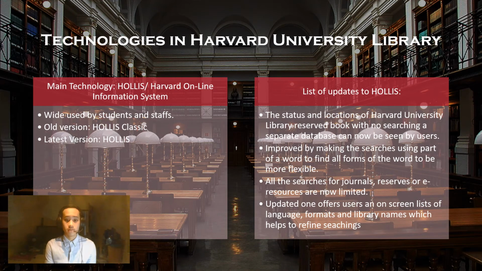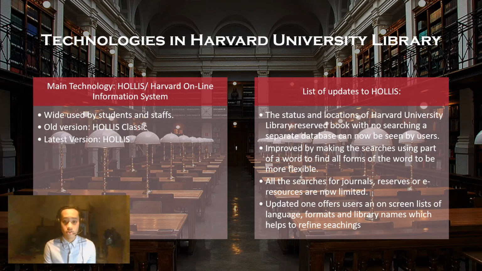Okay, so this slide is about the technologies of Harvard University Library. Harvard University Library's main integrated library system is HOLLIS, also known as Harvard Online Library Information System. This technology is widely used by the students and staff at Harvard University. Before this, the oldest version of HOLLIS was known as HOLLIS Classic, before they updated to the newest version, which is HOLLIS. These are the latest updates for HOLLIS.